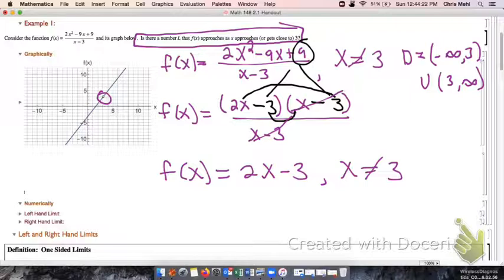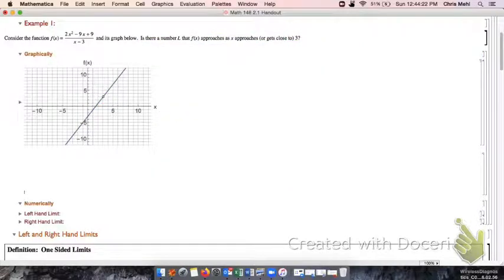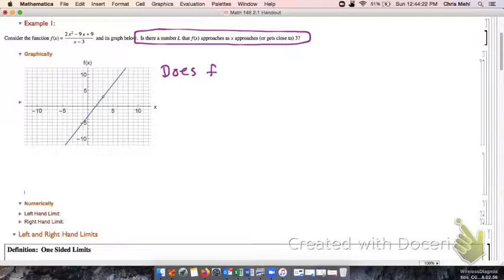Now I want to actually answer this question of a limit. Again, focusing on this question up here: is there a number L that f of x approaches as x approaches or gets close to 3? I'm going to do this graphically first. Another way to ask this question is, does f have a limit L at x equals 3?